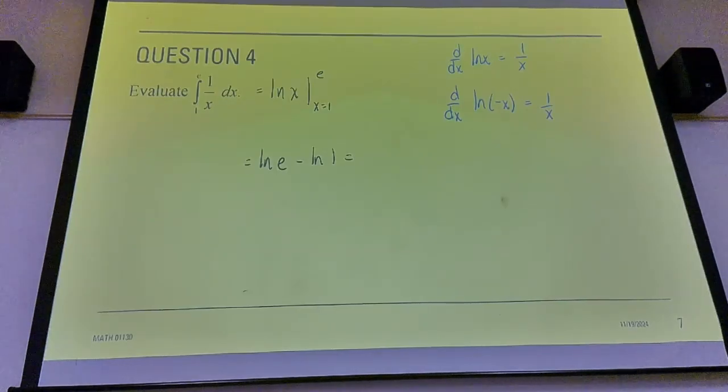Natural log of e minus natural log of 1. Why not just be 1 minus 0? You already have it out. Natural log of e, that's just 1. Right. 1 is e, right? No, wait, it says 0. It's just 1. Natural log of e is 1, natural log of 1 is 0. So a log of any base, 1 is 0.